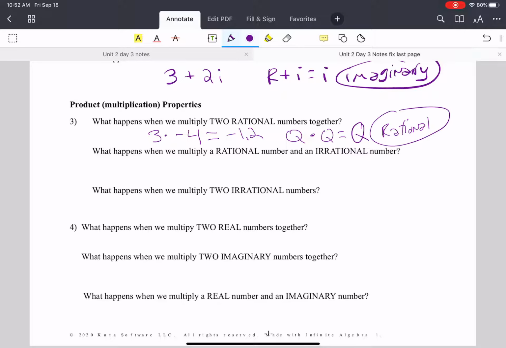All right, next one. What happens when we multiply a rational and an irrational number? So shout out an example of a rational number. Oh my gosh, this is not the hard part of the lesson, my friends. What's an example of a rational number? 2, okay. And an irrational number? Pi? Sure. So is that answer going to be rational or irrational? That's the question. Is q times p rational or irrational?